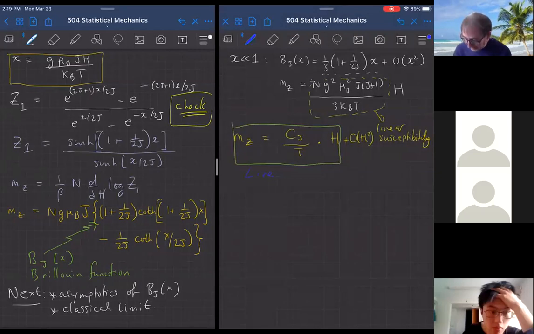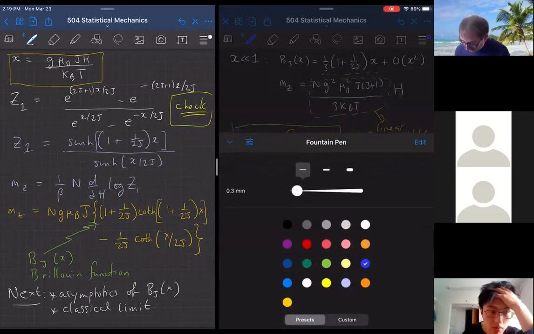Oh, I'm going to take that out. Not a good color, too dark.